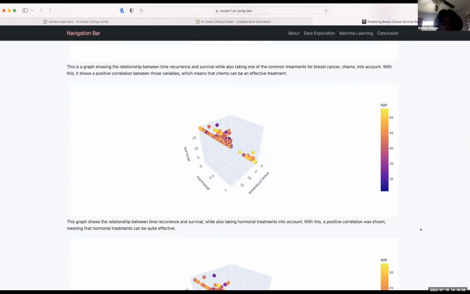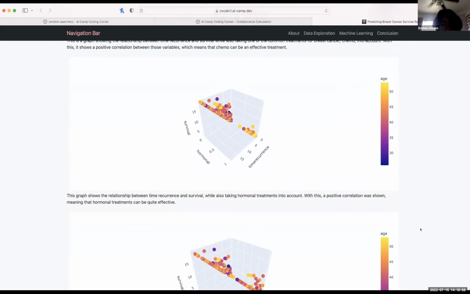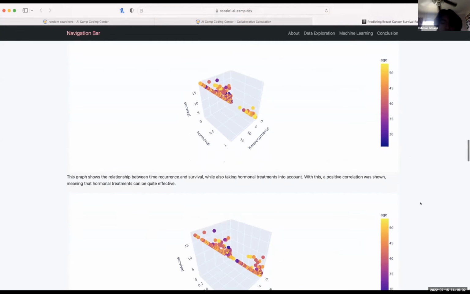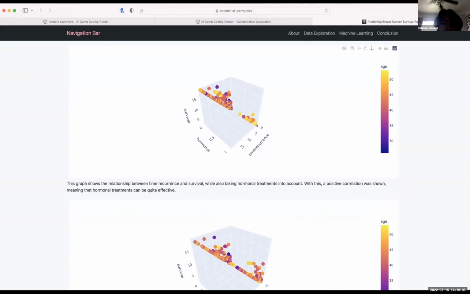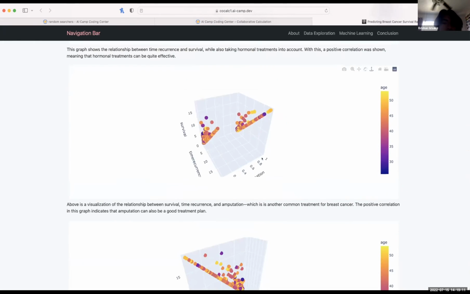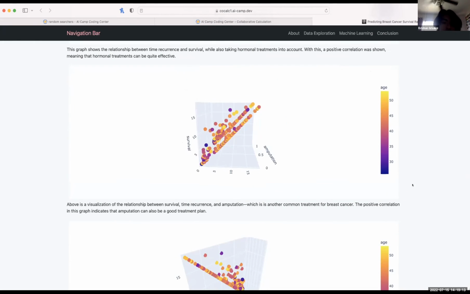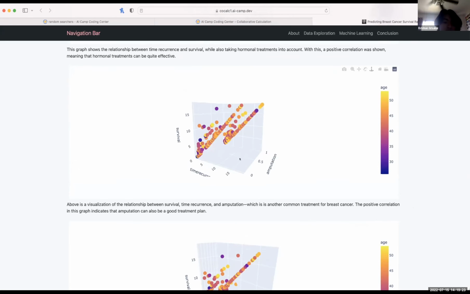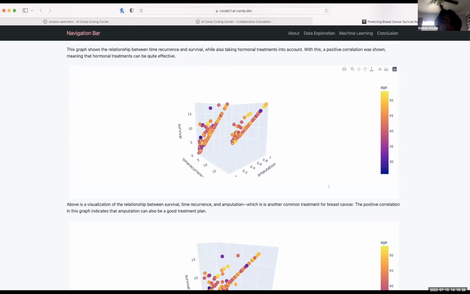This graph shows the relationship between time recurrence and survival while also taking hormonal treatments into account. With this, a positive correlation was shown, meaning the hormonal treatments can also be quite effective. And then you can interact with the graph and move around. Above is a visualization of the relationship between survival, time recurrence, and amputation, which is another common treatment for breast cancer. The positive correlation in this graph indicates that amputation can also be a good treatment.